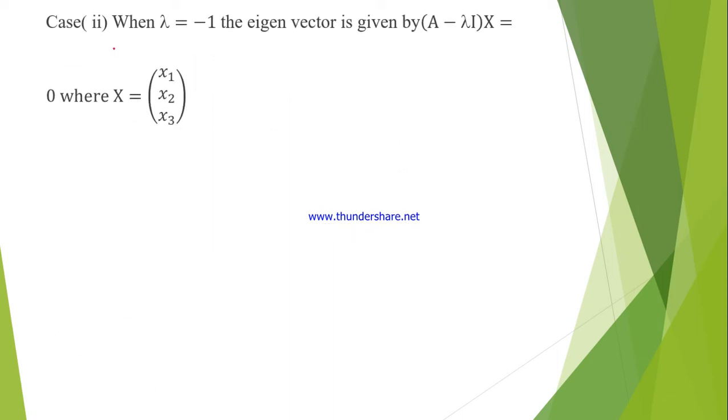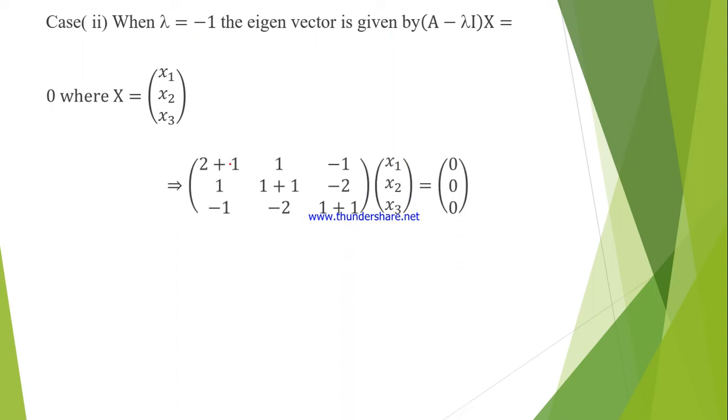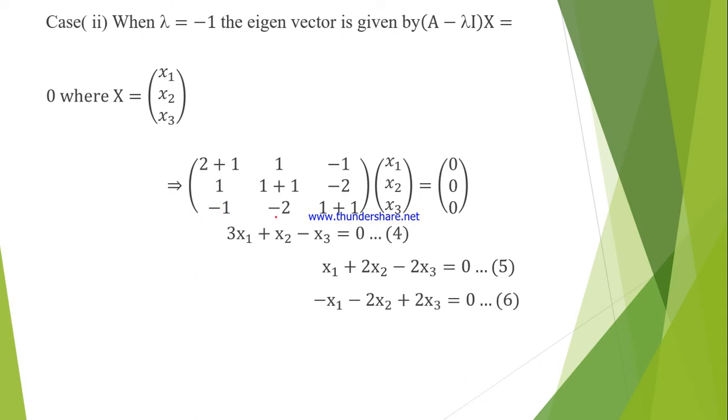In the same way, we have to find the eigenvector for the eigenvalue lambda equal to minus 1. In the diagonal of the given matrix A, we have to subtract minus 1, so minus into minus 1 is plus 1. So in the diagonal elements, we have to add 1. We get the three equations: 2 plus 1, 3, so 3x1 plus x2 minus x3 equal to 0. Next is x1 plus 2x2 minus 2x3 equal to 0. Minus x1 minus 2x2 plus 2x3 equal to 0.